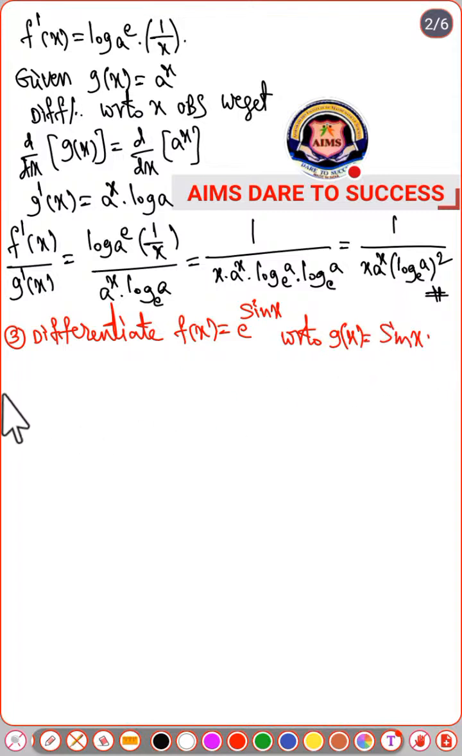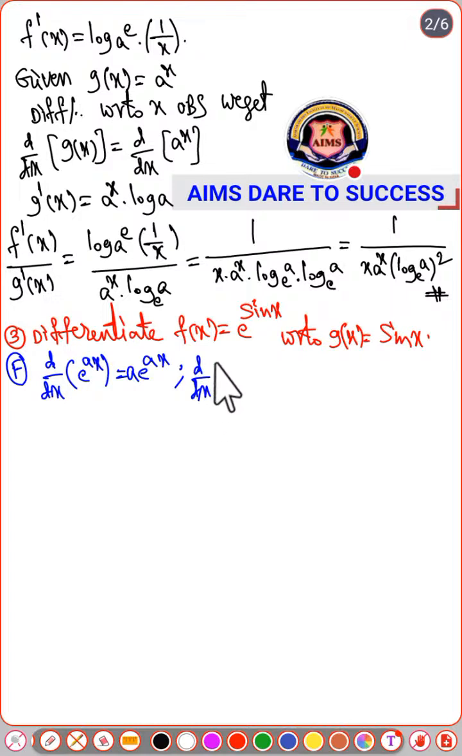Okay, so first our target, what are the formulas? First of all, d by dx of e power ax is e power ax only, and ax derivative is a, like that e power sin x you can apply. Next, d by dx of sin x is equal to cos x.